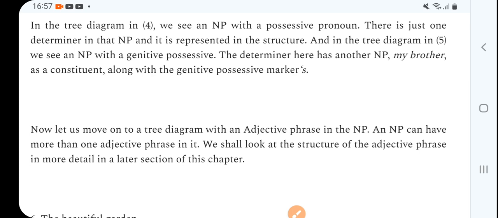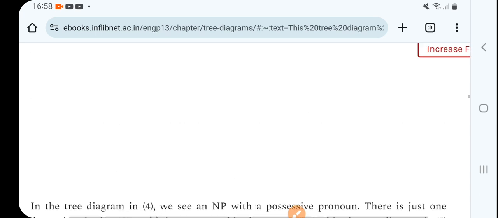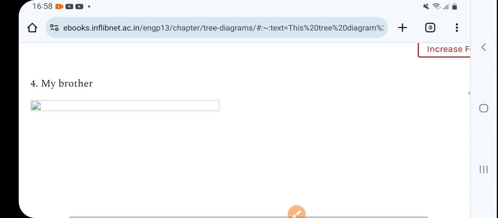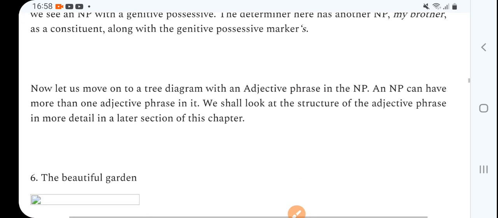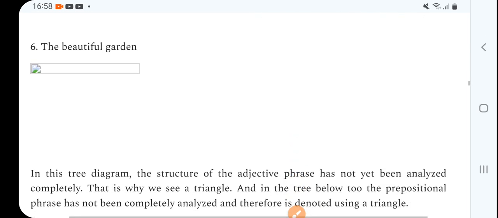Noun phrase with a genitive possessive. The determiner here has another NP, my brother, as a constituent along with the genitive possessive marker S, right? So that is not given here. Wait a minute. My brother. So that my, I have already told you.